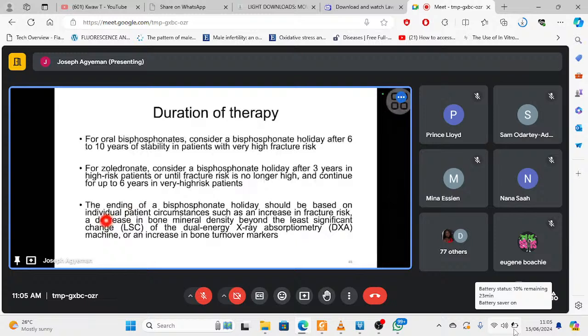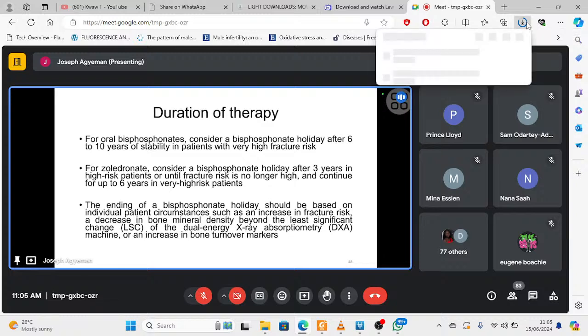Now, the ending of a bisphosphonate holiday should be based on individual patient circumstances, such as an increase in fracture risk or decrease in bone mineral density beyond at least the significant change by using the dual X-ray absorptiometry. Of course, this is how every treatment is made.